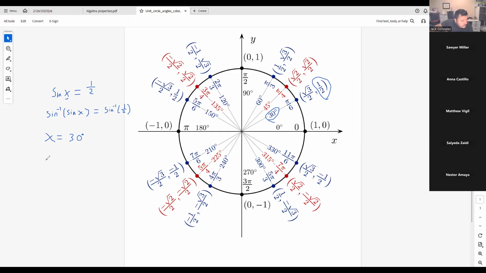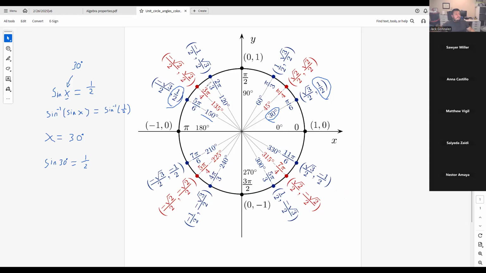Because sine 30 is equal to 1/2, right? So it makes sense that this has to be 30. Is that part clear? Yes. So where it gets kind of weird is there are two solutions, because technically it's also true over here. But the calculator will not give you the 150. It will only give you solutions at this side of the circle.